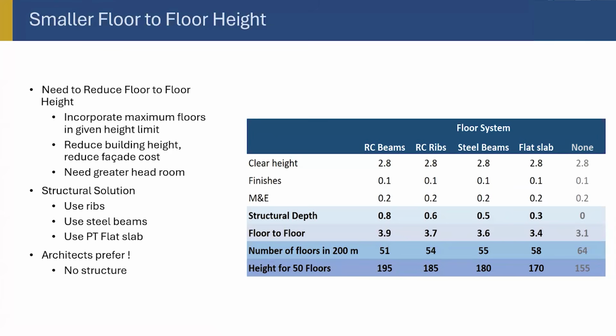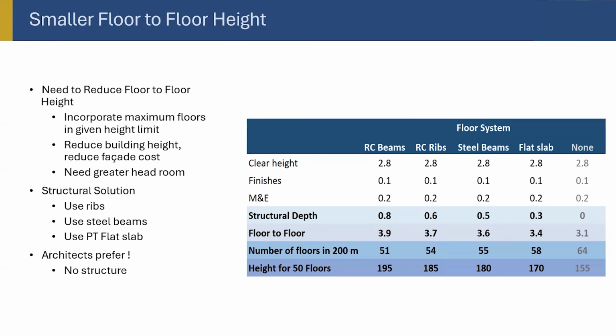If you use RC beams, for example, or you use RC ribs or steel beams or flat slab or no structure, that's what architects want. They don't want any structure. So if you are designing a building with this height, then look at that. If you use RC beams, then for a building of 200 meters, the number of floors will be around 51.